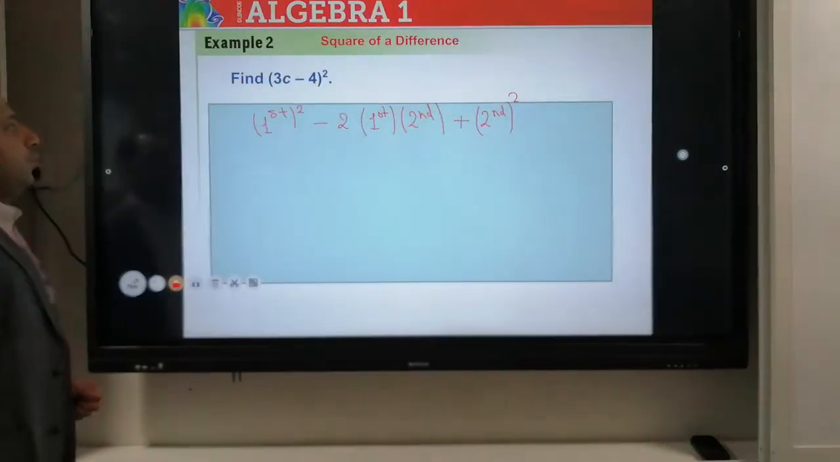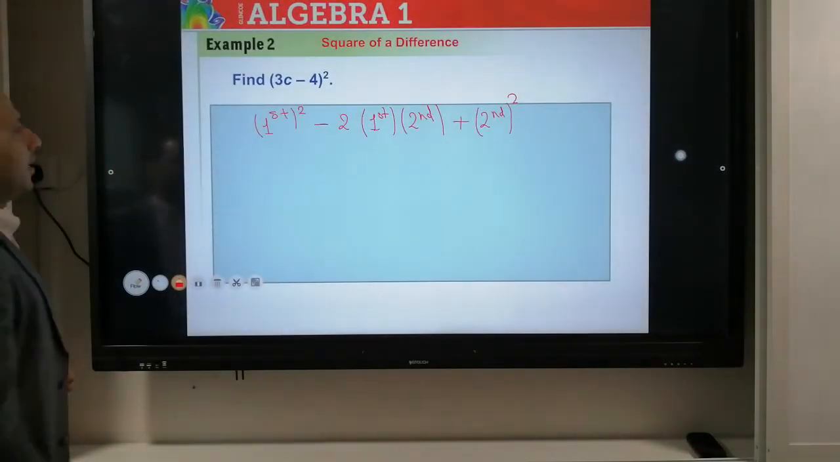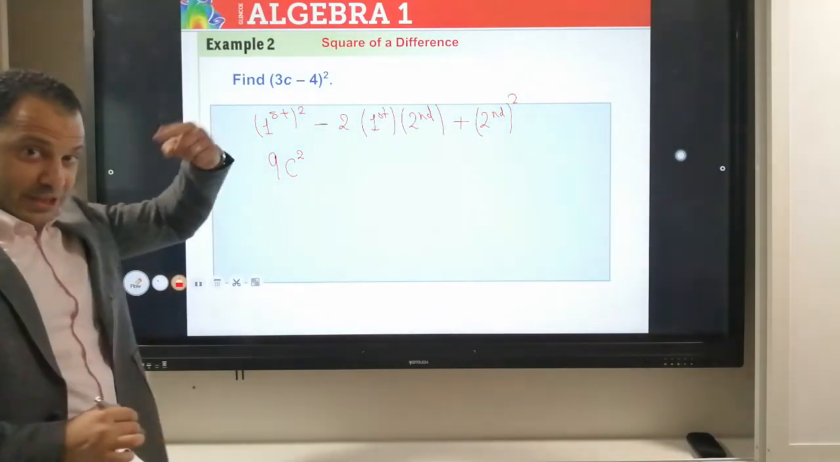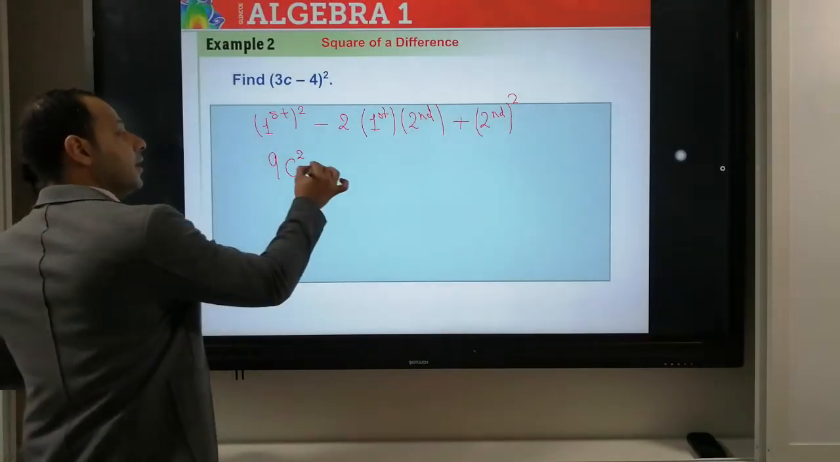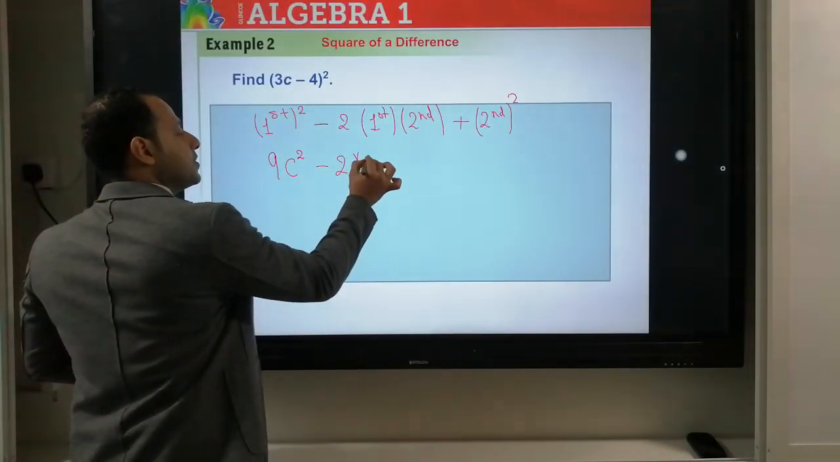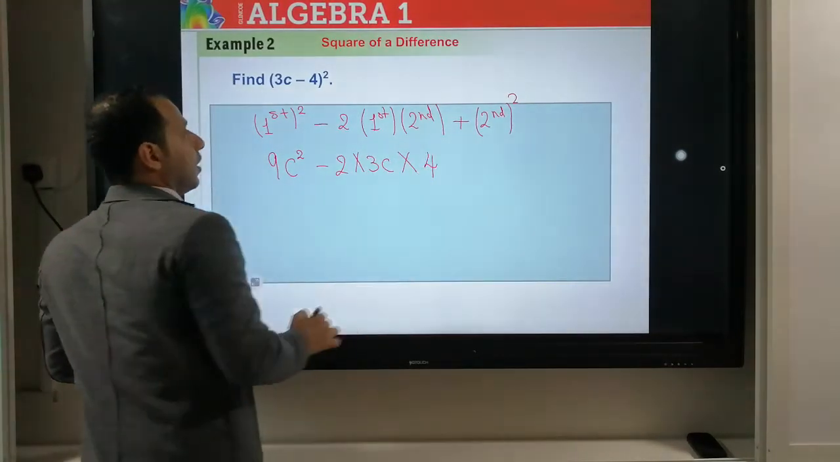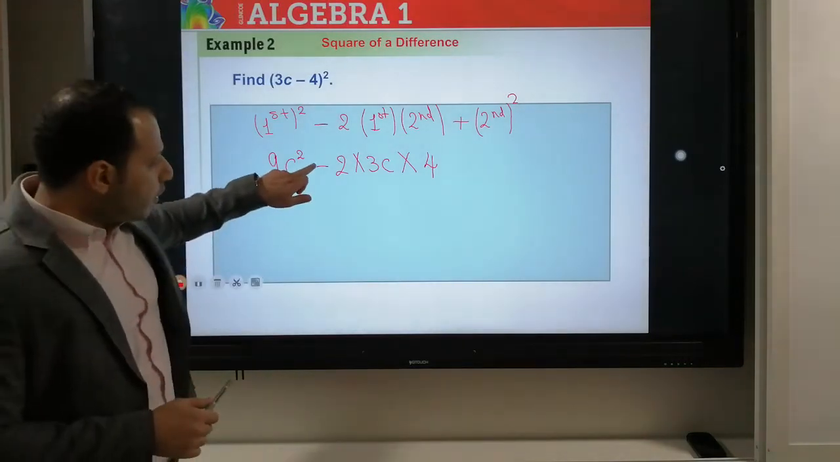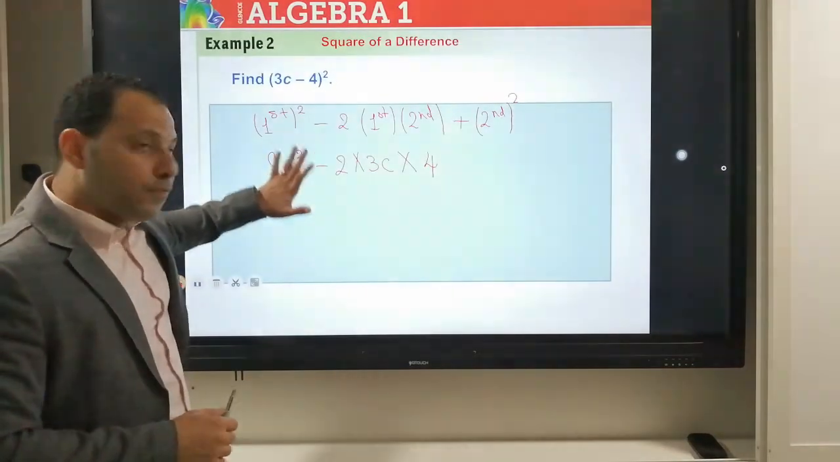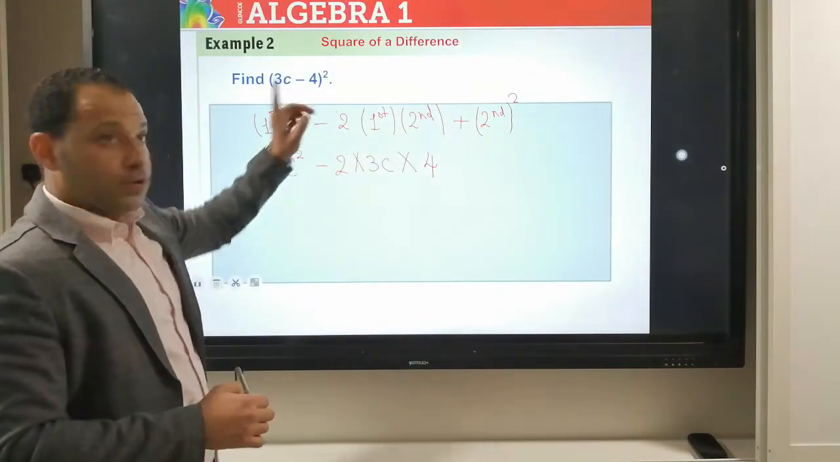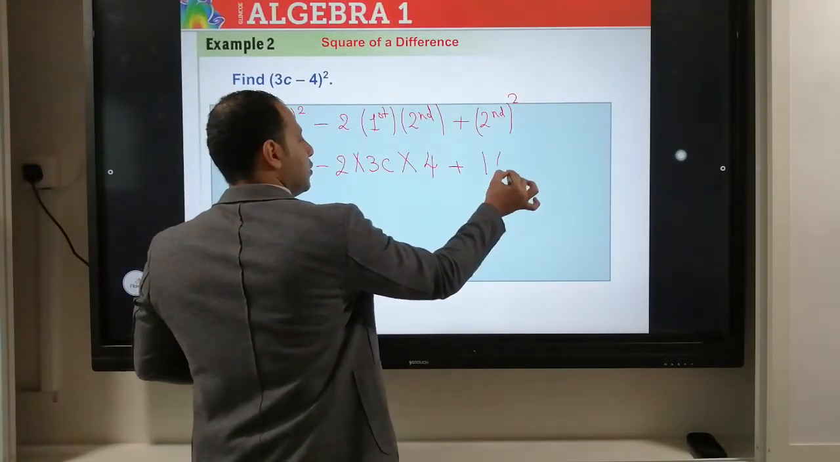Let's start to substitute. First power 2, 9c power 2. Okay, he said 9, not 6. Pay attention about this. Okay, negative 2 times the first times the second. It's negative 4. Why did you write 4? Because we write the sign from the beginning. We just write the absolute value of the terms here. We know the meaning of the absolute value. Okay, after that, plus 16 directly.